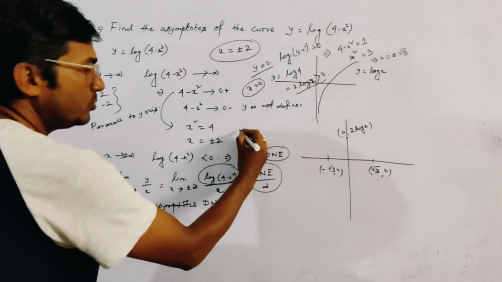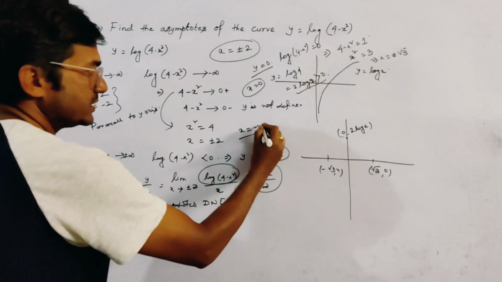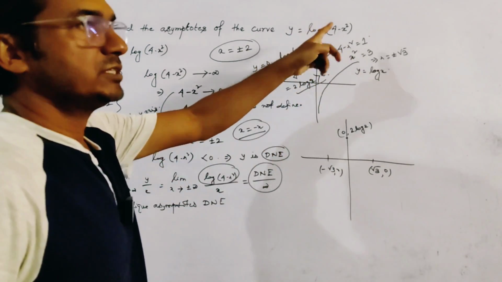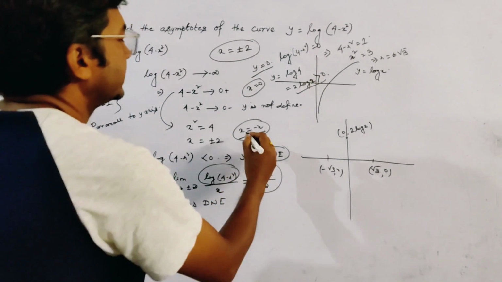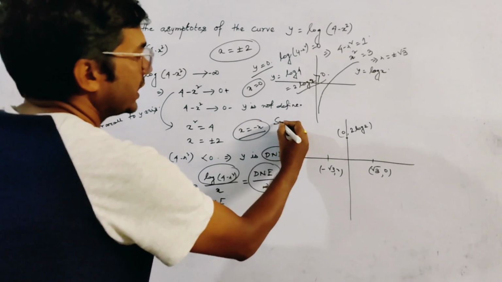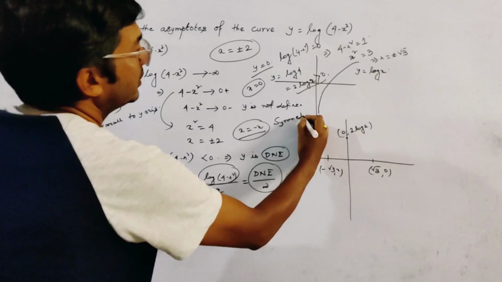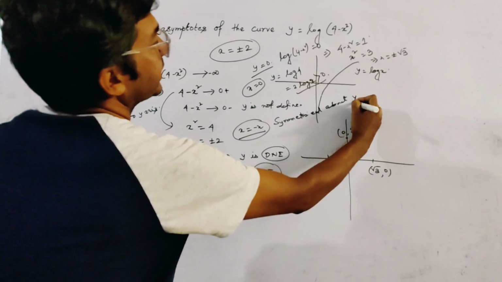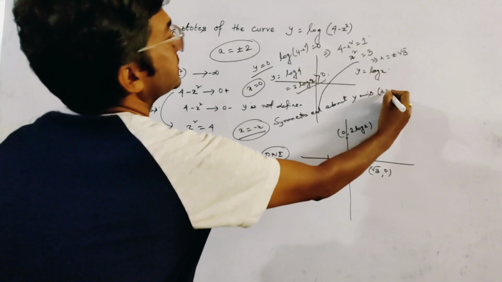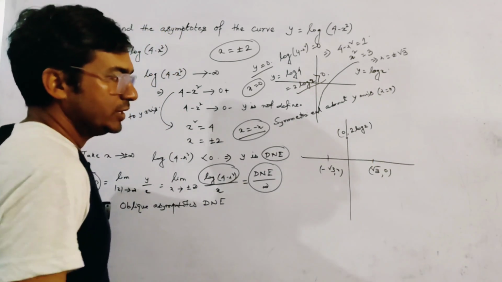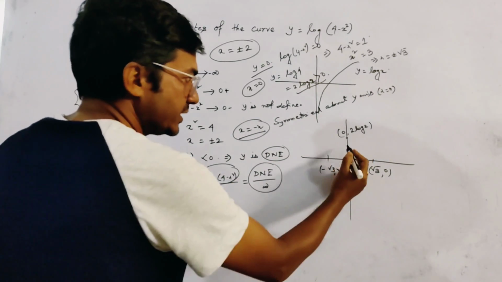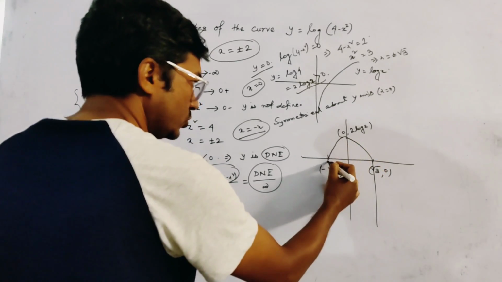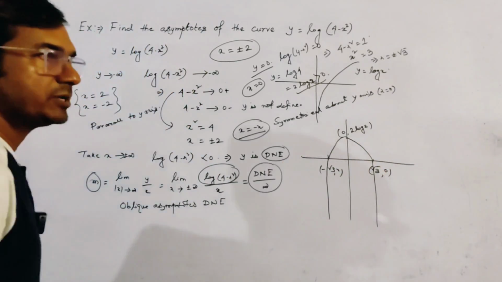And also, if we put x equal to minus x in the given curve, it is clear that the curve is unchanged. This gives that the curve is symmetrical about the y axis, that is x equal to 0. So the curve looks like this type, and also on the left side this type, because it is symmetrical.